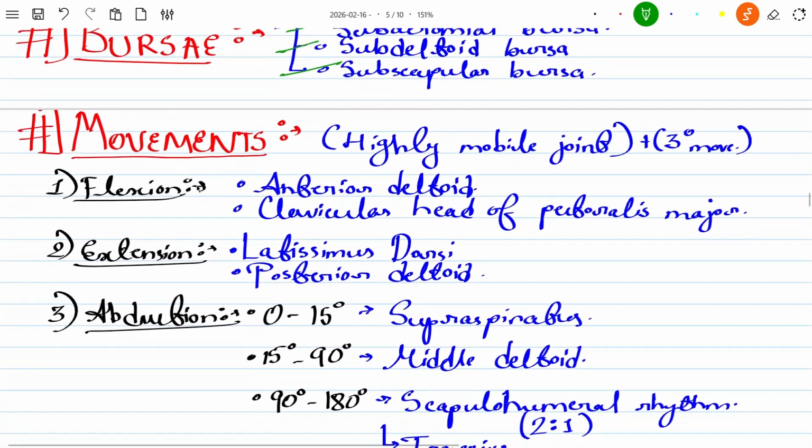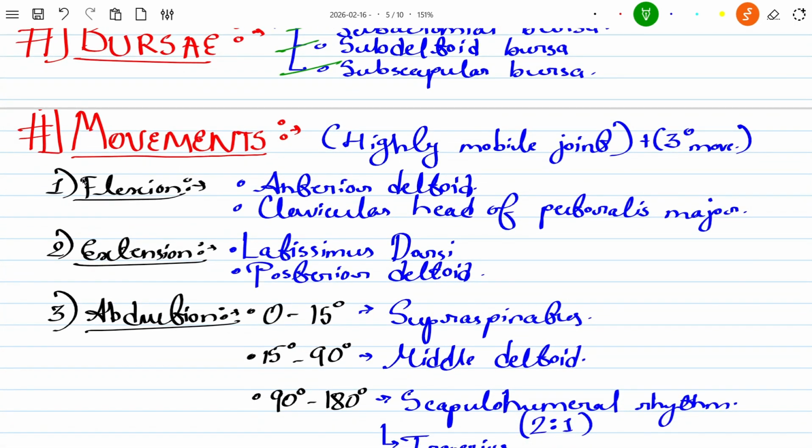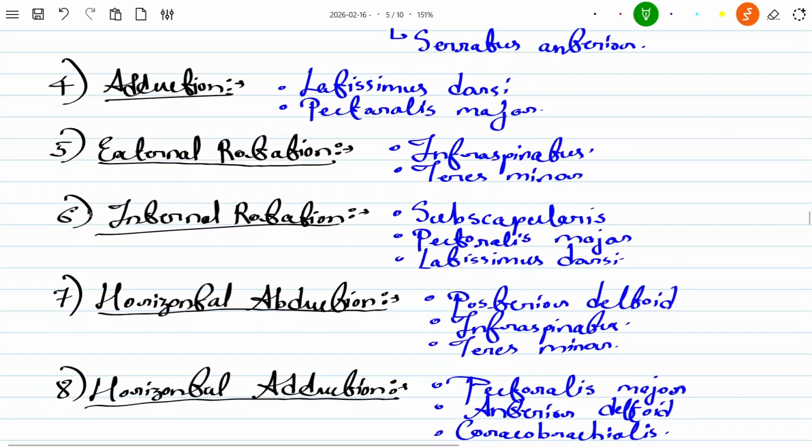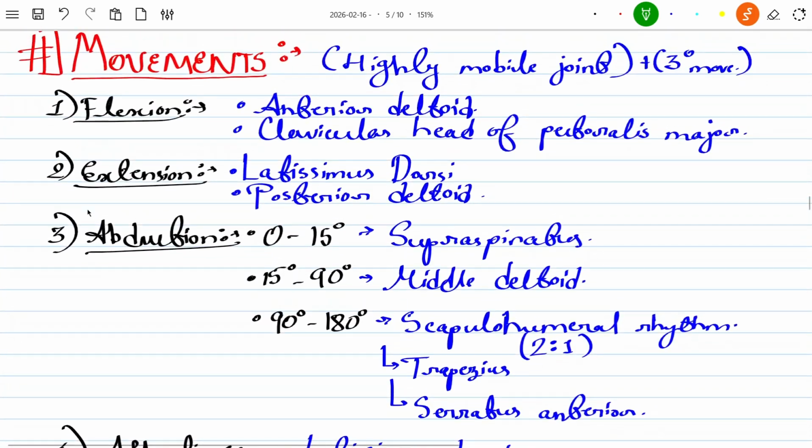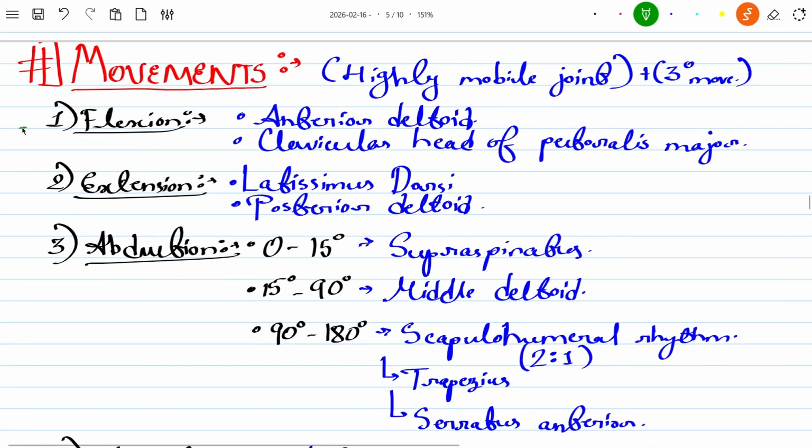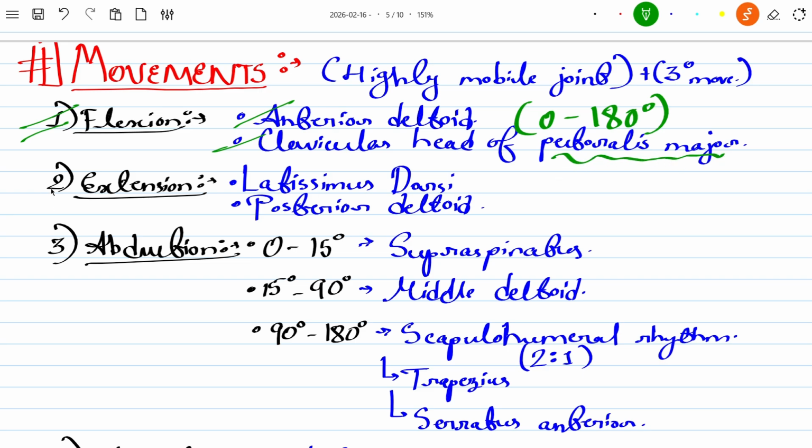Then coming to the movements, which is the most important segment. There are, I guess, 7 to 8 movements present in the shoulder joint. First is flexion. Flexion is 0 to 180 degrees. It is done by the anterior deltoid fibers and the clavicular head of the pectoral muscle, or more specifically pectoralis major. Then extension is done by the latissimus dorsi and posterior deltoid fibers.